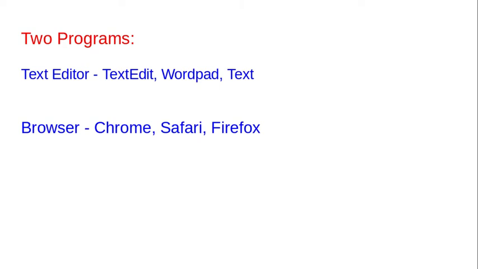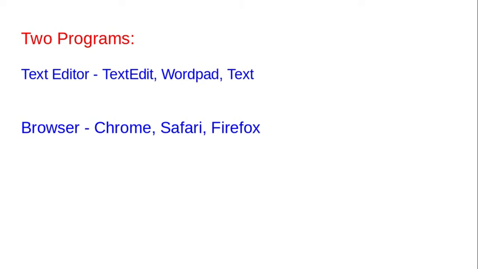A text editor is exactly what the name implies. A program that allows you to write and edit text. Think of it as a really watered down word processing program. Most computers come with a text editor. On a Mac, you have TextEdit. On a PC, you have Notepad. On our Chromebooks, we have Text.